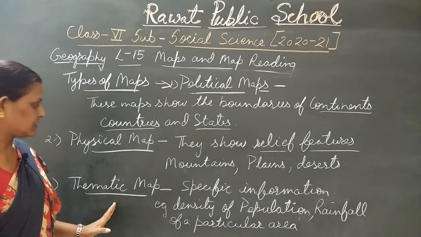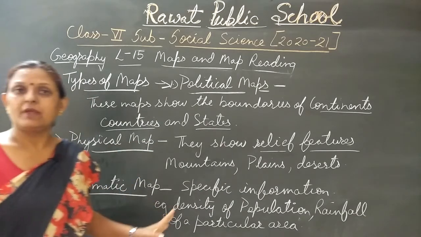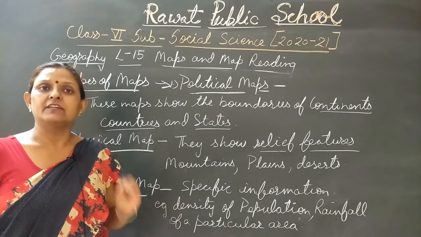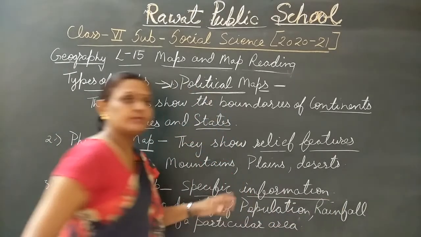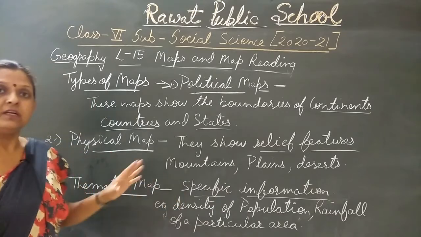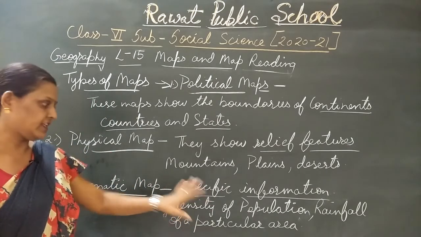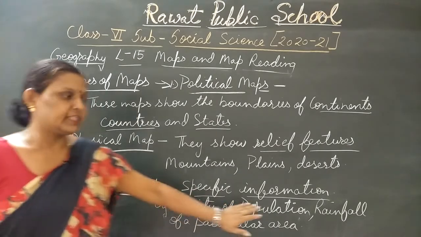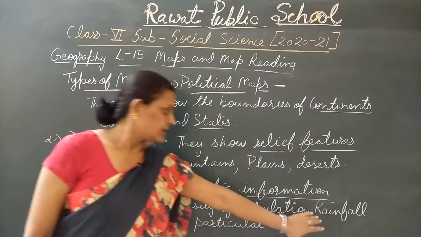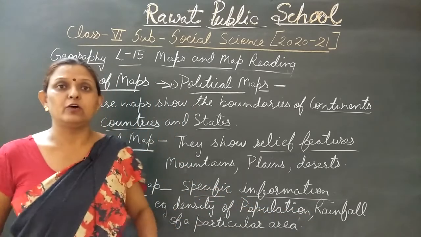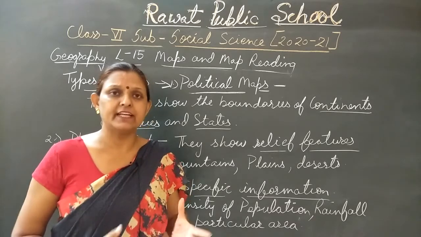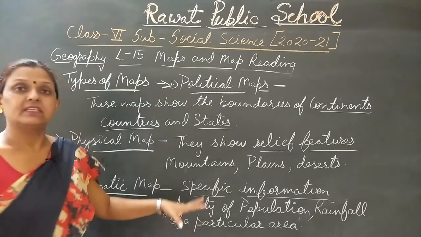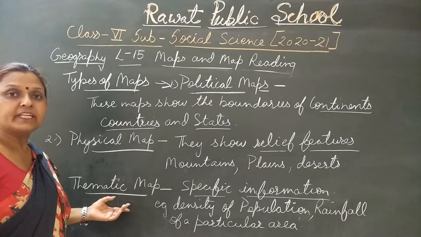Thematic maps are those maps which give us specific information. These maps give us particular or specific information. It can be about the density of population, rainfall of a particular area, or crops of a particular area, the minerals which are found in that area. All these are given in a thematic map.